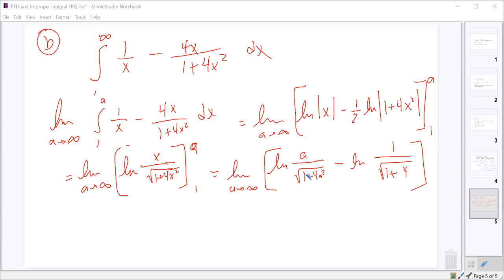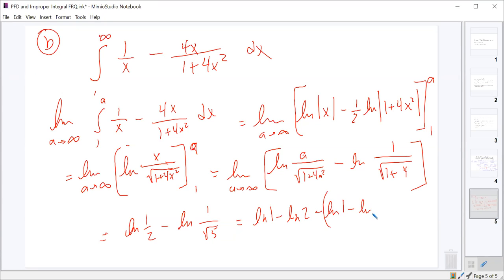So the first part of it, a over the root 1 plus 4a squared, the base powers of those are the same, right? We square root that, so it's basically like having just a 2a down here. So this part becomes natural log of 1/2, and then this is minus natural log of 1 over root 5, which isn't the greatest looking answer. So we could probably rewrite this as natural log 1 minus natural log 2 minus natural log of 1 minus natural log of root 5.